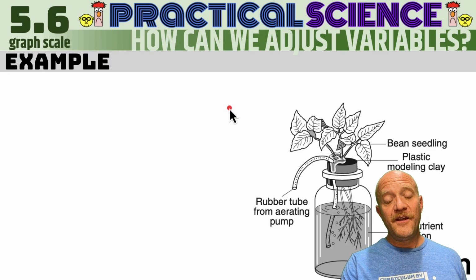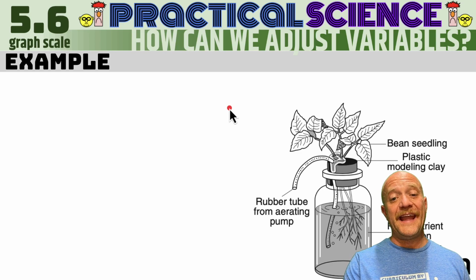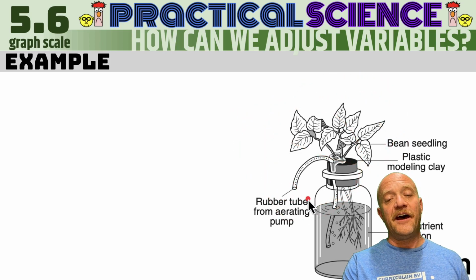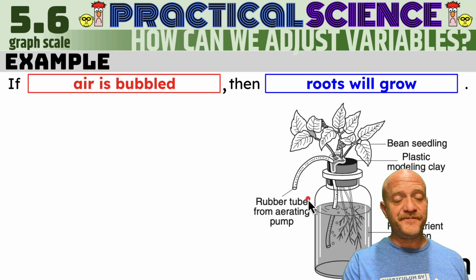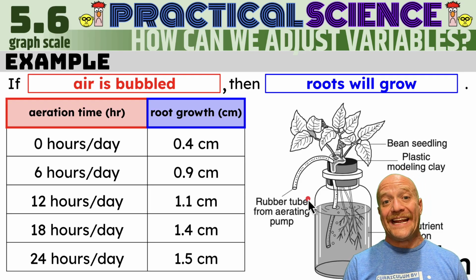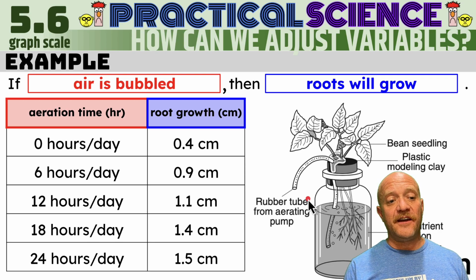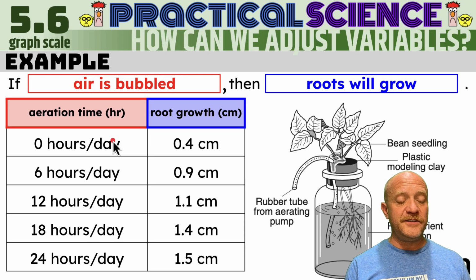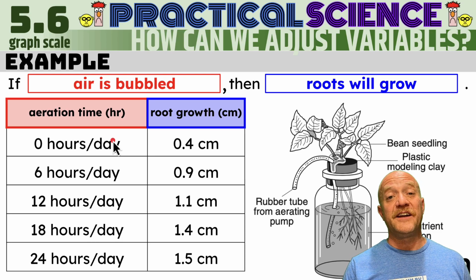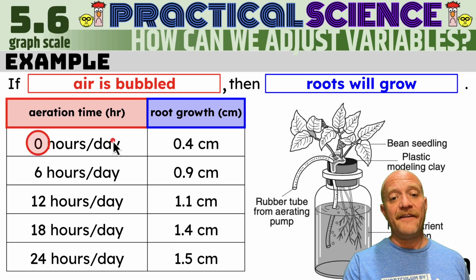So the example we're going to go over is related to this setup, and you've seen this setup before. But if the air is bubbled, then roots will grow. So that's our basic hypothesis. And this represents a data table. So if this is the results of what we have set up, first of all, remember that this 0 hours per day represents our control group. And we're doing various amounts of time with the bubbles, the aeration time, and we're measuring that in hours. And then we're going to be measuring the root growth. This is the data that I have collected.